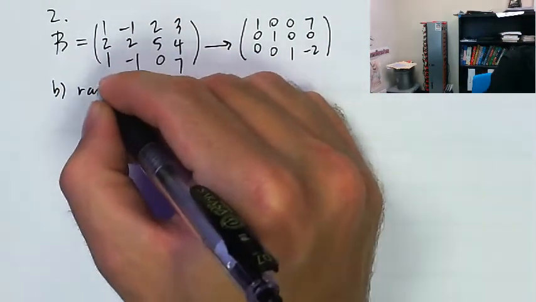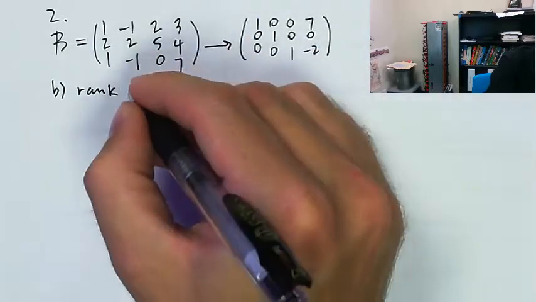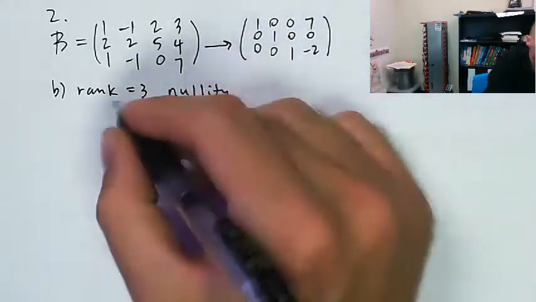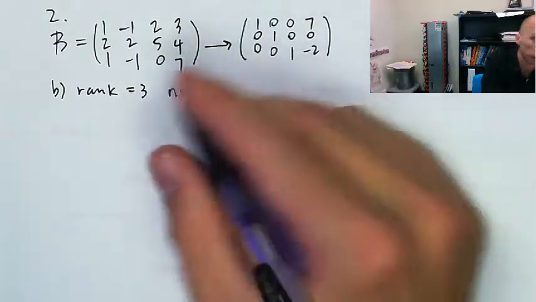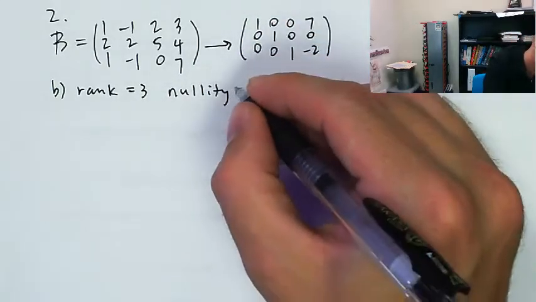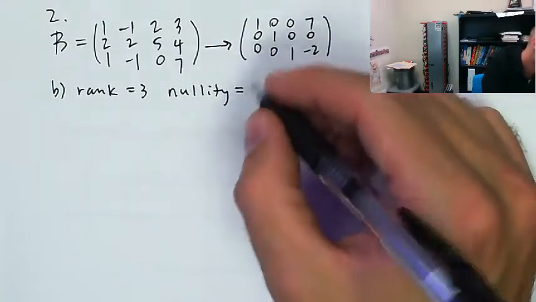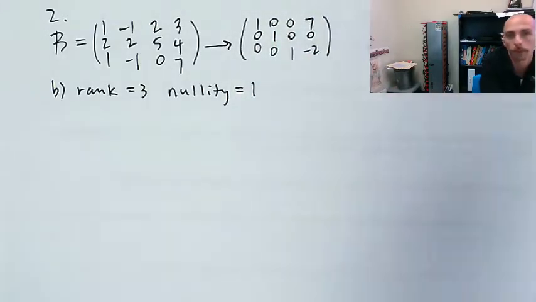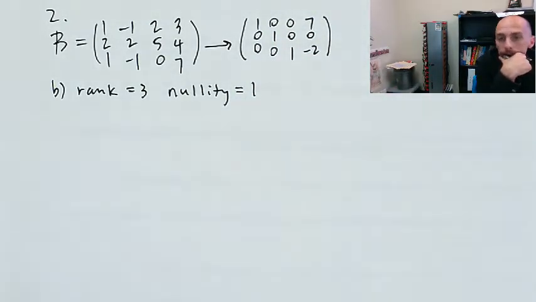Part B: rank is going to equal the number of pivots. Nullity plus rank equals the total number of columns. So there's 4 columns, 3 of them have pivots in them. And the nullity is going to be 1 because there's 1 left over. Okay. Then find a basis for range of B that consists of columns of B.